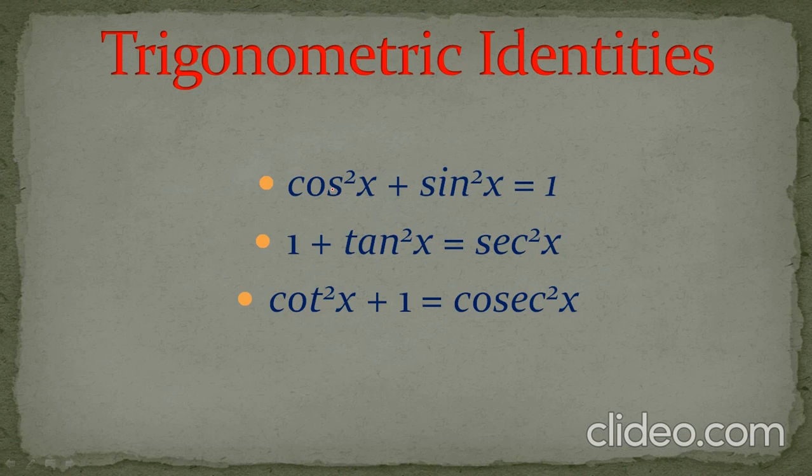So cos square x by sin square x will be cot square x, plus sin square x upon sin square x will be 1, equal to 1 by sin square x, which is cosec square x. So the third identity says cot square x plus 1 equals cosec square x. So these are our trigonometric identities.